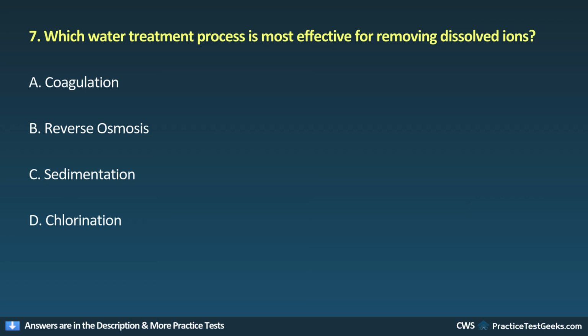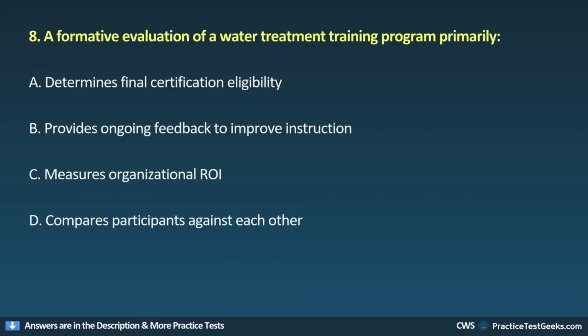7. Which water treatment process is most effective for removing dissolved ions? A. Coagulation. B. Reverse osmosis. C. Sedimentation. D. Chlorination. 8. A formative evaluation of a water treatment training program primarily A. Determines final certification eligibility. B. Provides ongoing feedback to improve instruction. C. Measures organizational ROI. D. Compares participants against each other.